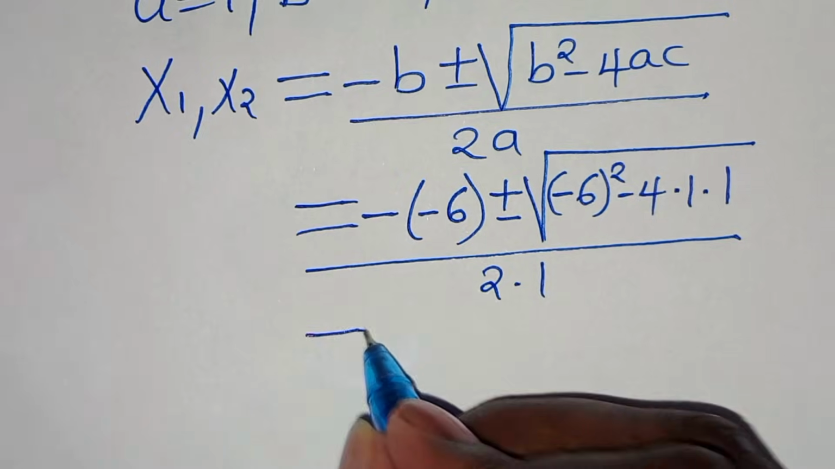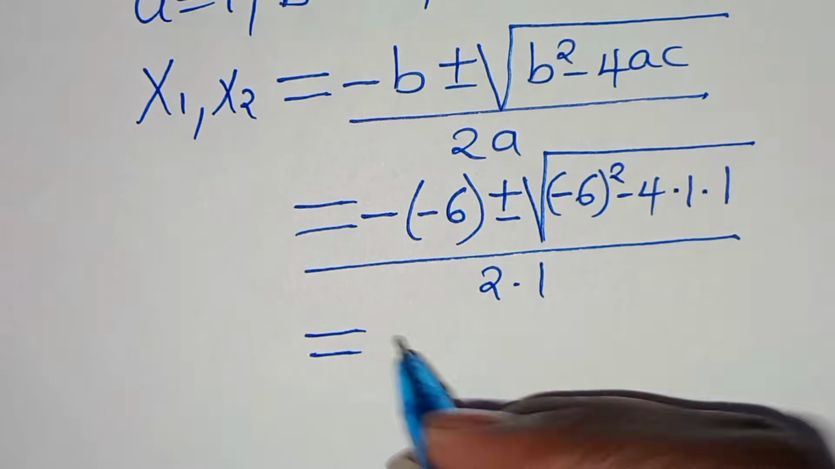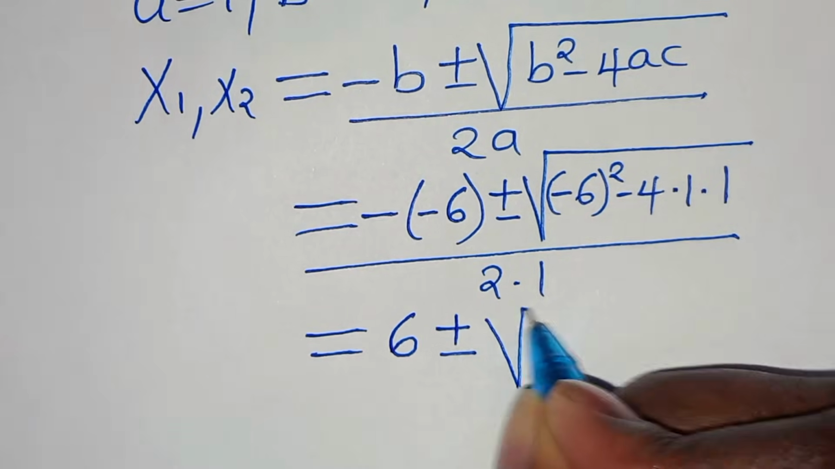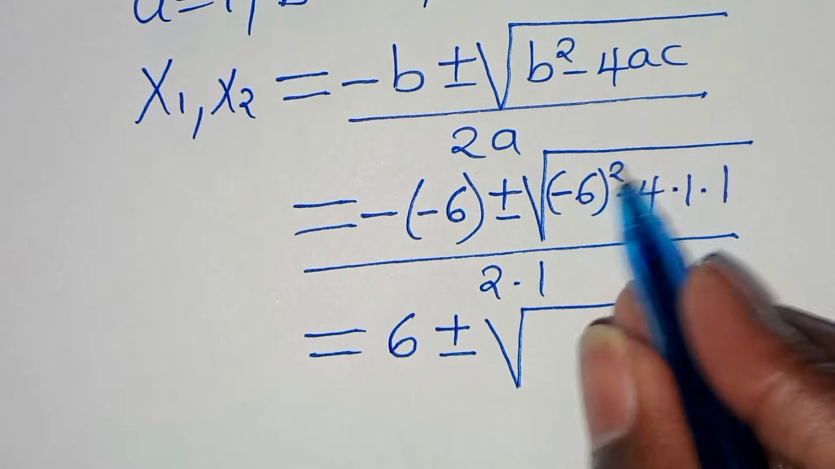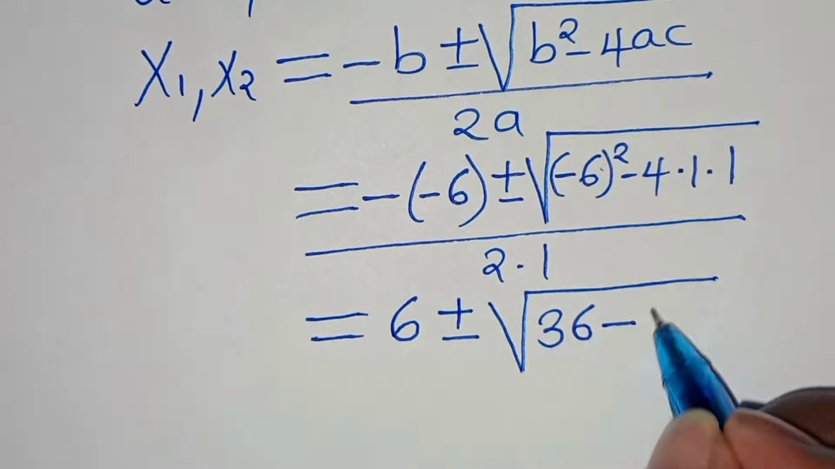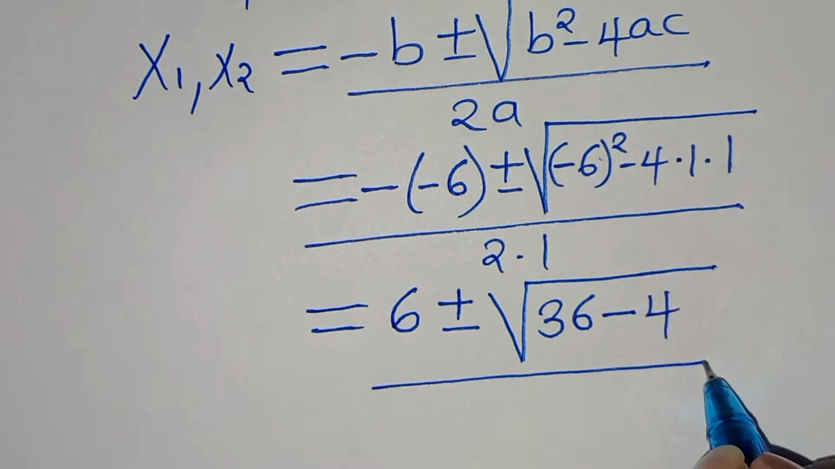So here we have minus times minus 6, this is equal to 6, then plus or minus the square root of (minus 6) to the power of 2, this is 36, subtract 4, everything divided by 2.